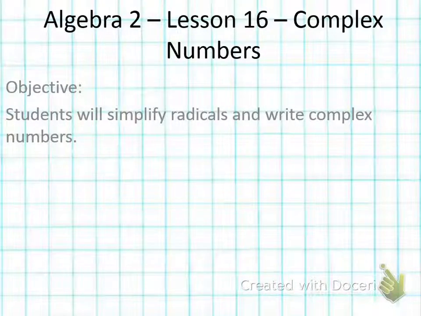Alright, this is lesson 16, complex numbers. This is a whole new world of math for you now that you're in Algebra 2. All through your life we've taught you what real numbers are, and we never really specifically said they're real numbers. We kind of did, and you're kind of like, oh, they're real numbers, duh, they're real. So, when you have the number 10, or if you have $10, they're real.